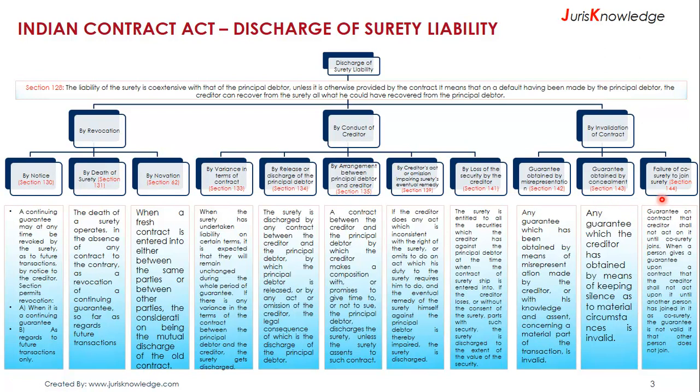And lastly, failure of co-surety to join surety under Section 144. Guarantee on contract that creditor shall not act on it until co-surety joins. When a person gives a guarantee upon a contract that the creditor shall not act upon it until another person has joined in it as a co-surety, the guarantee is not valid if that person does not join.